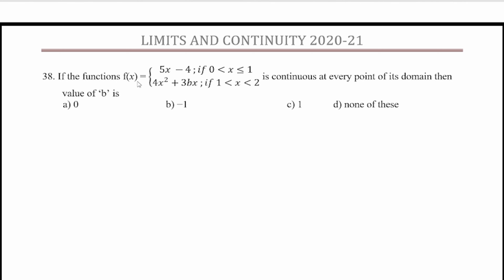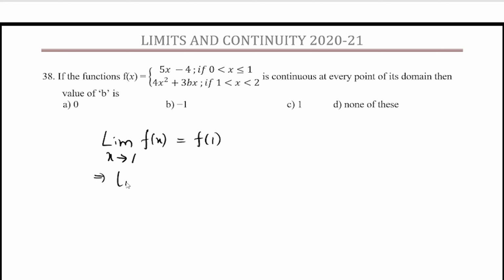The function f of x equal to 5x minus 4 if x lies between 0 and 1, and 4x square plus 3bx if 1 is less than x less than 2, is continuous at every point of its domain, then the value of b is, again, to find the value of b. So apply the definition of continuity. As you know, the limit of f of x as x tends to the repeated number, here 1, should be equal to f of 1.